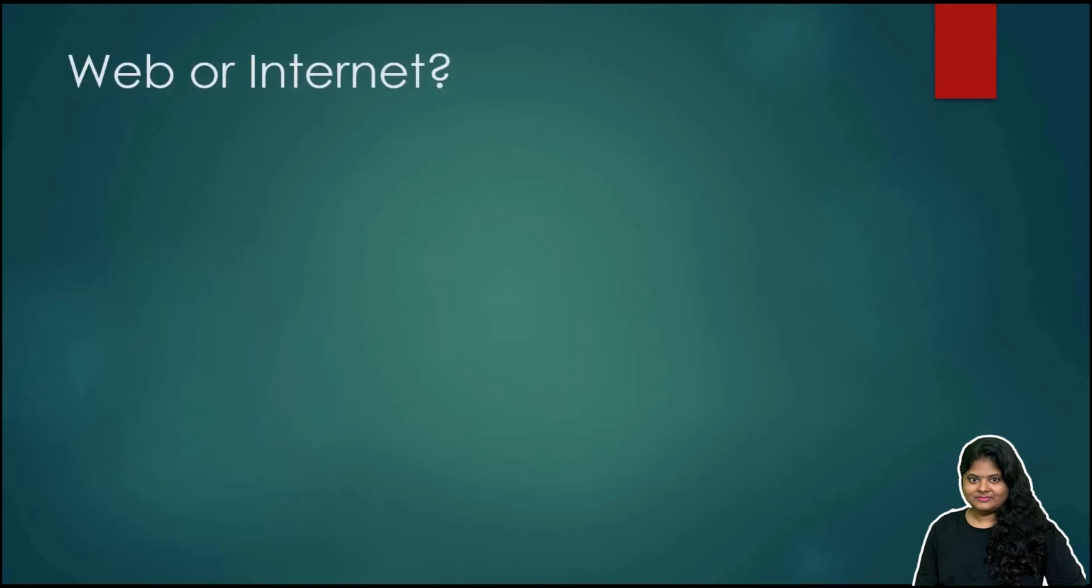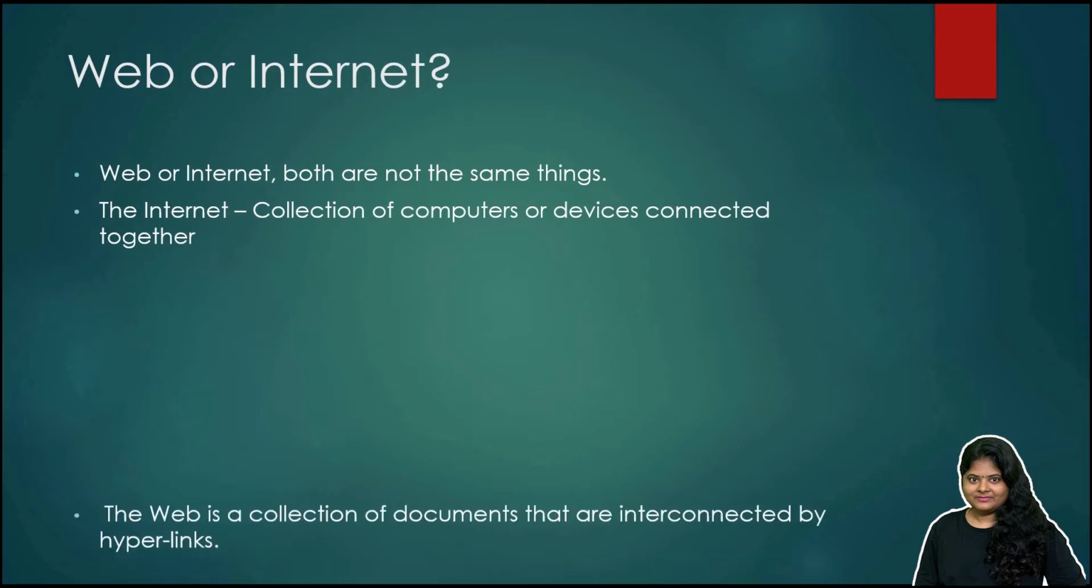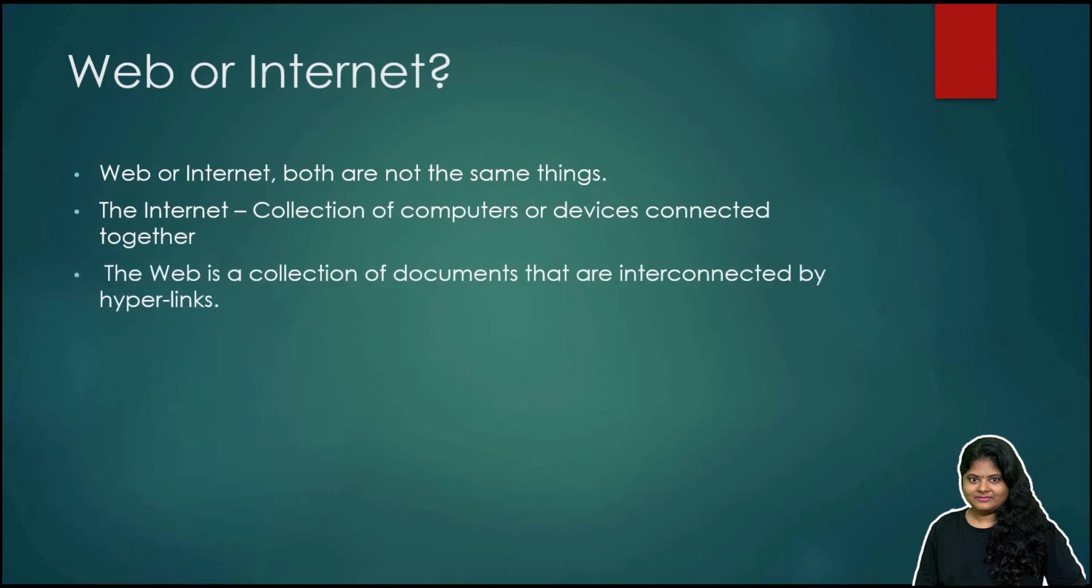So then, the web and the internet are not the same thing. The internet is a collection of devices connected together. By the way, the web is a collection of documents connected together by means of hyperlinks.